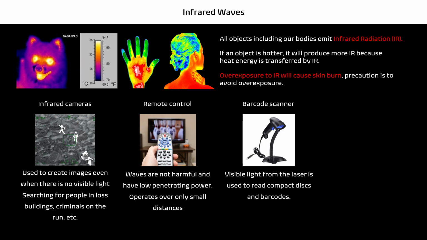Now, if you go to a marketplace or a city mart, you can see a barcode scanner as well. It is also an application of infrared radiation. So the visible light from the laser can be used to read compact discs or barcodes. Okay, so it is a way of storing and reading information as well.